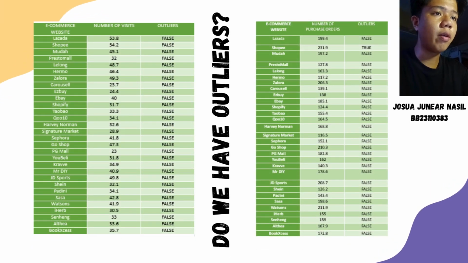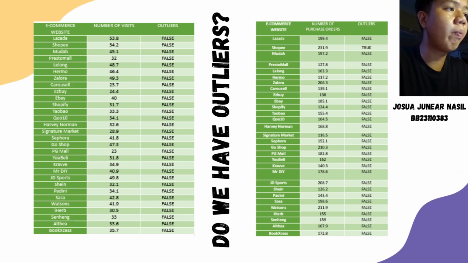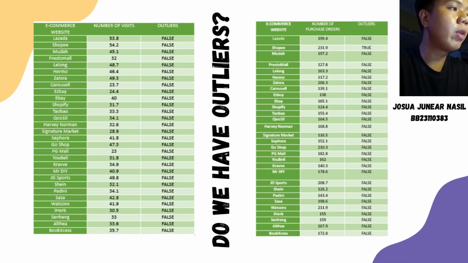So do we have outliers? For the number of visits, there are no outliers because all the values are between the lower limit and the upper limit. But in the number of purchase orders, there is one outlier, which is Shopee, because the value for the number of purchase orders for Shopee is 231.9. This is above the upper limit, which is 226.33.